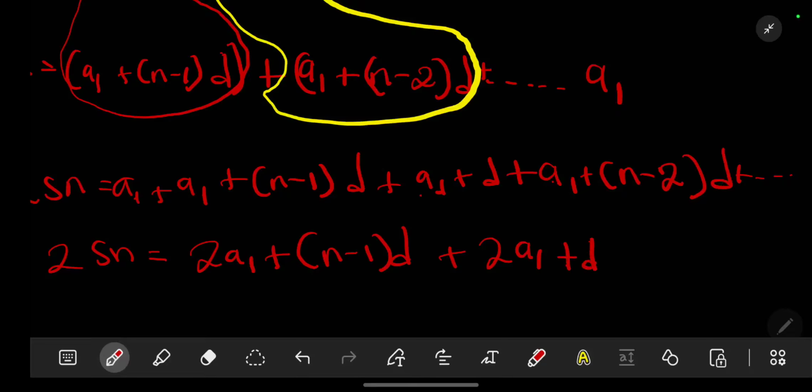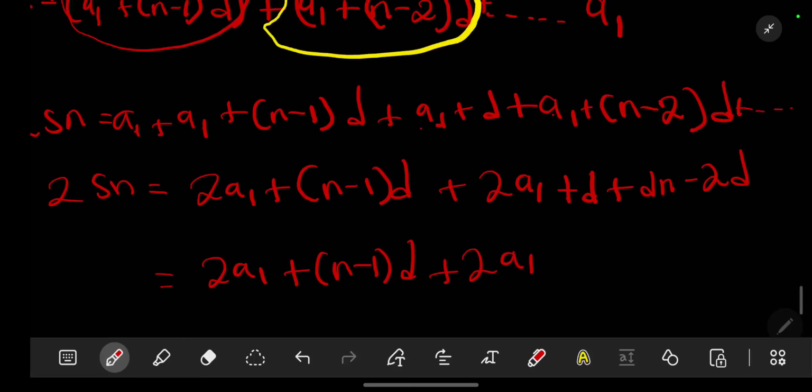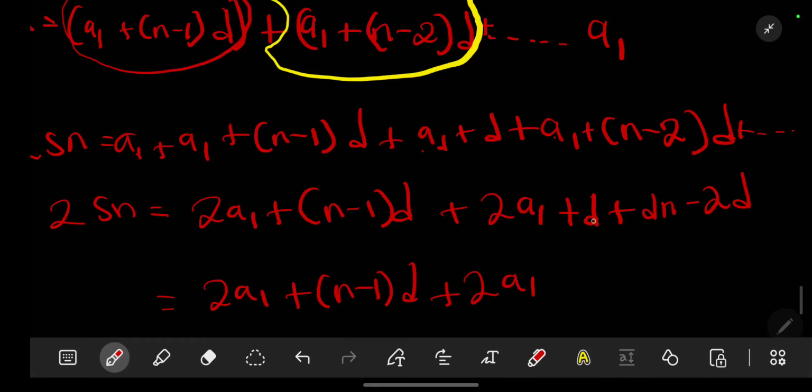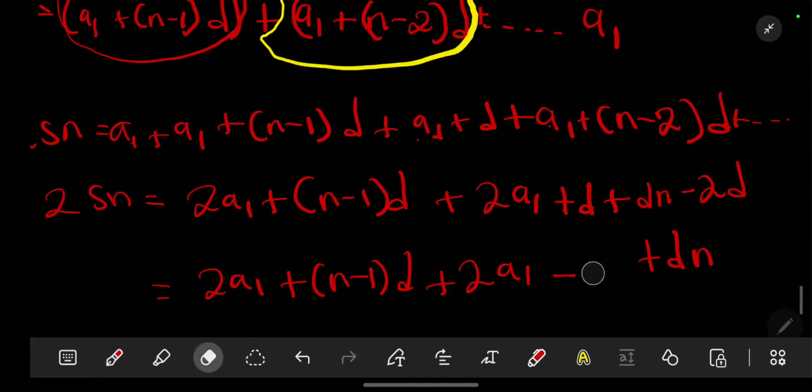Then open the brackets. d times n, it will be plus dn. d times negative 2, it will be minus 2d like that. So this gives us a value of 2a1 plus our n minus 1 d. Then we have plus our 2a1. Then we have our d minus 2d. It will be equal to a negative d. Then we have plus our dn. So let's just arrange them properly. We can begin with our dn first. So we have our dn, d minus 2d, it will be negative d like that.